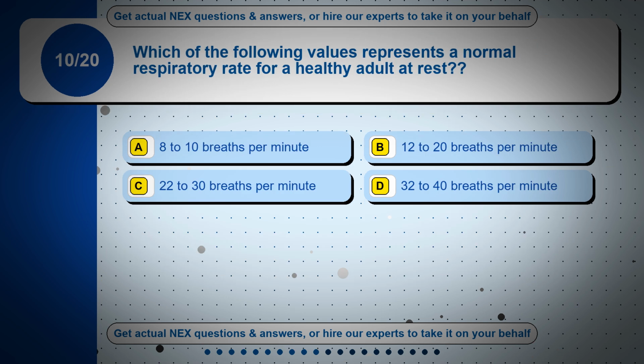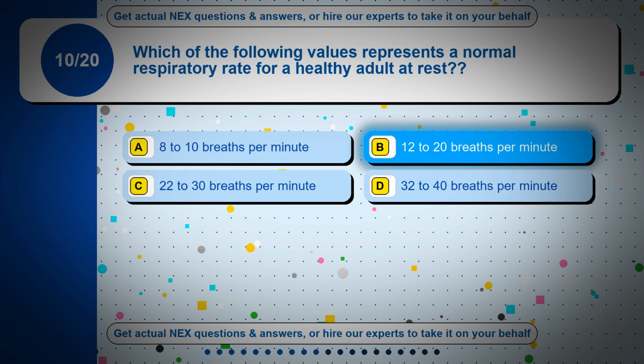Question 10. Which of the following values represents a normal respiratory rate for a healthy adult at rest? Option A, 8 to 10 breaths per minute. Option B, 12 to 20 breaths per minute. Option C, 22 to 30 breaths per minute. Option D, 32 to 40 breaths per minute. The correct answer is option B, 12 to 20 breaths per minute.